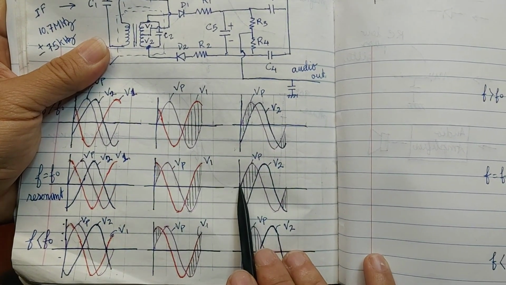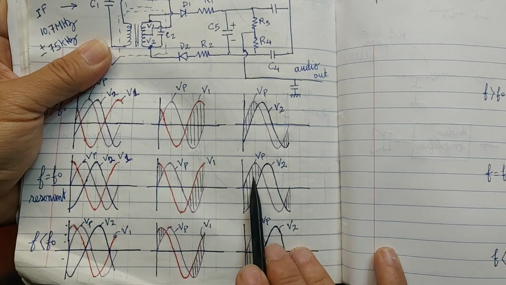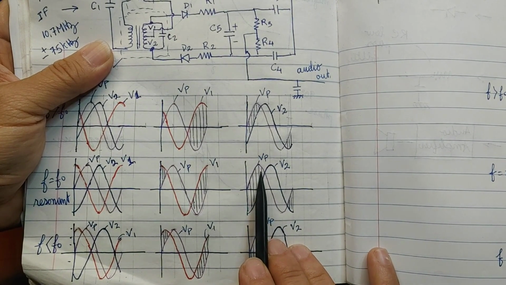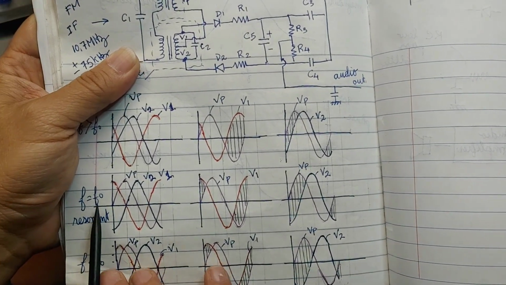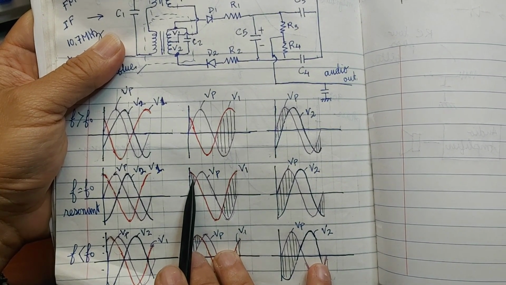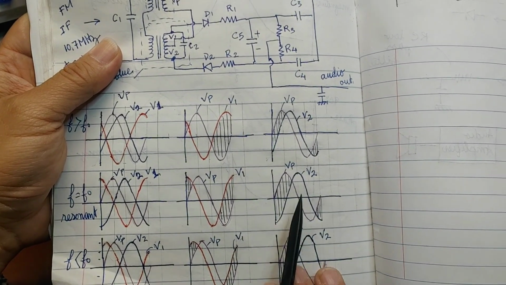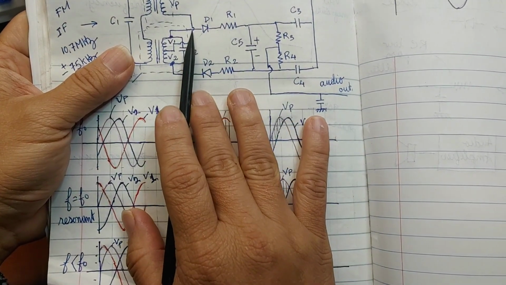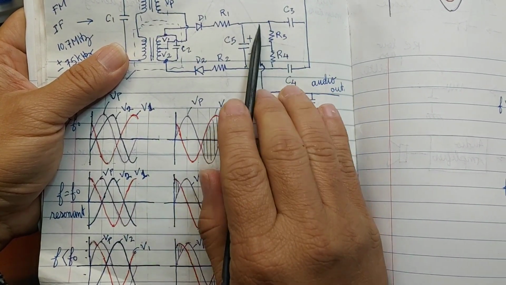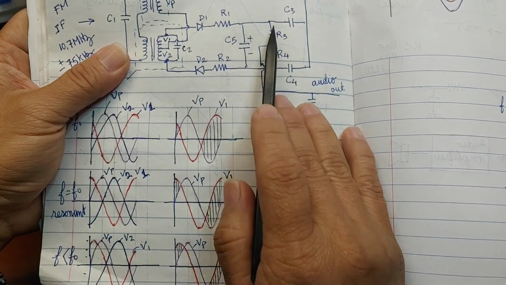And you see here that the VP is positive of the V2. You see the shaded section here is the time the V2 conducts. And at the resonant frequency, you will see the amount of conduction time of the D1 and D2 is about the same, and the current flowing through the D1 and D2 is the same.